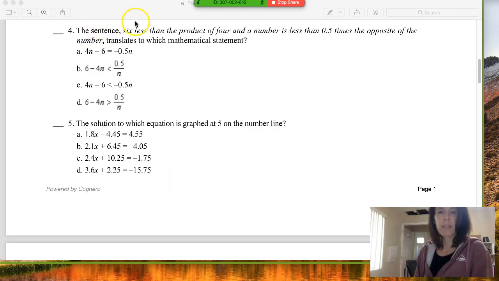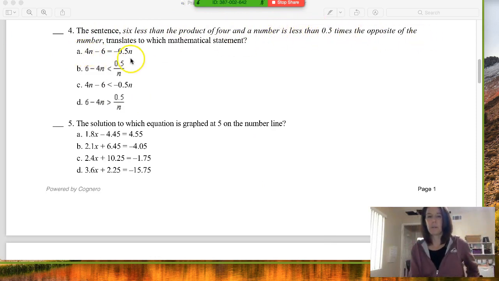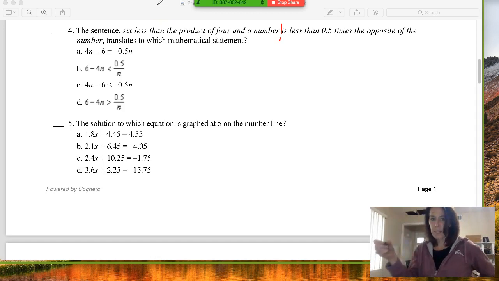Okay, number 4, this sentence. 6 less than the product of 4 and a number is less than 0.5 times the opposite of the number. Okay, so which of these translates to this? Let's break it down. 6 less than the product of 4 and a number, let's stop there. And then it goes is less than. So 6 less than, that means I'm going to subtract off 6. I could start with negative 6, but let's go ahead and do the product of 4 and a number. I want the product of 4 and a number, and then I want 6 less than it.